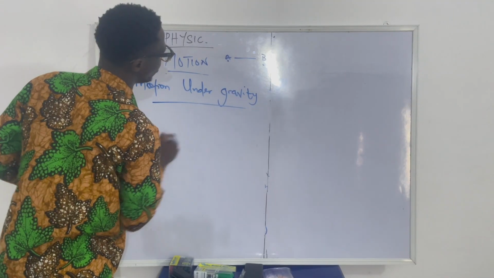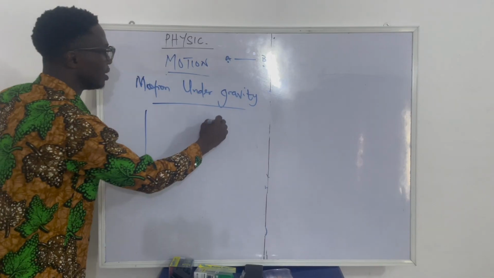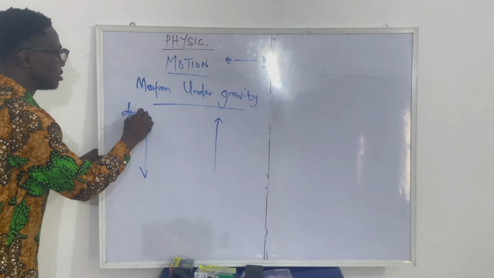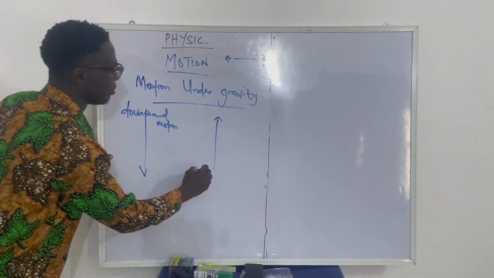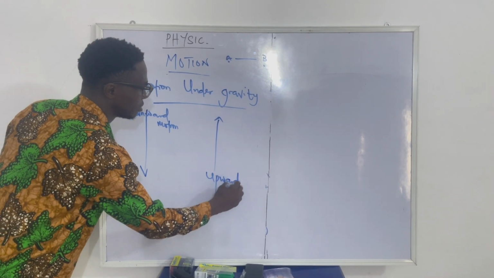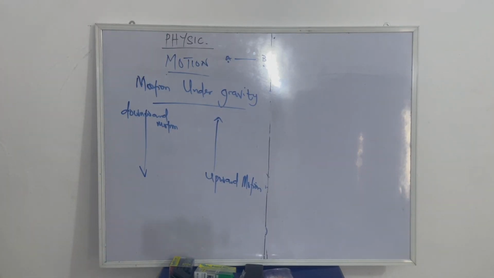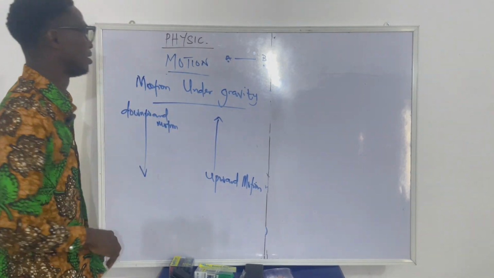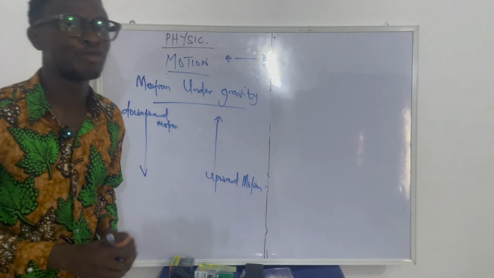Now, when we talk about motion under gravity, there are two things that are involved. So we talk about what? Downward motion, and we talk about what? Upward motion. Now, in this case, I will explain the word gravity. Gravity here simply means what? Free fall. For an object to fall freely.